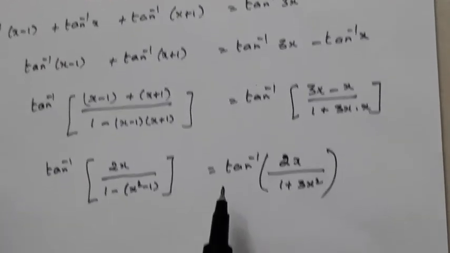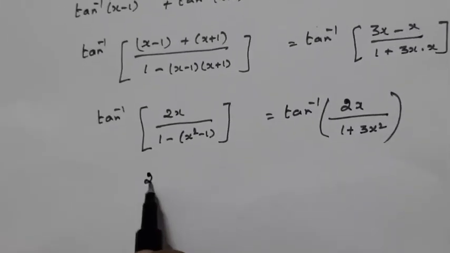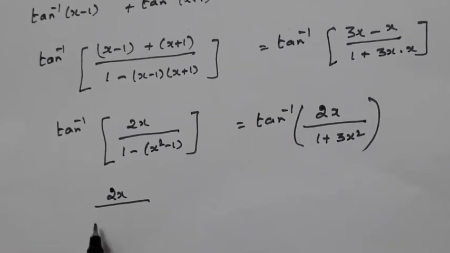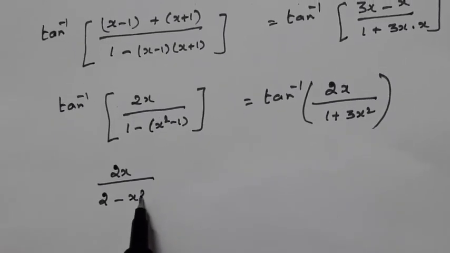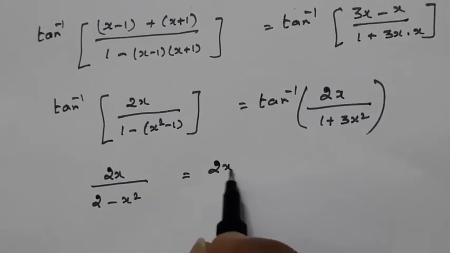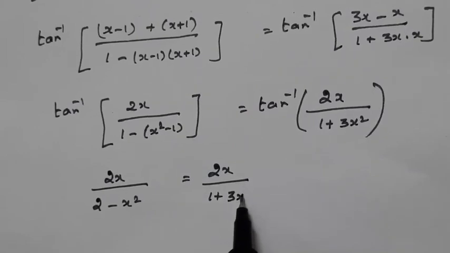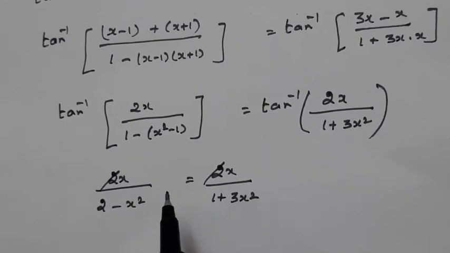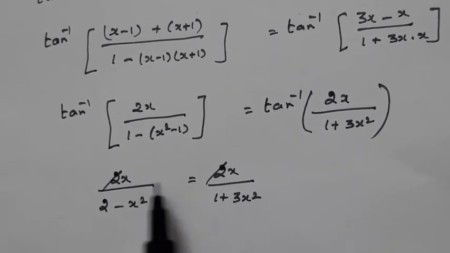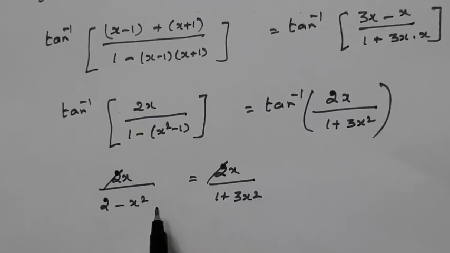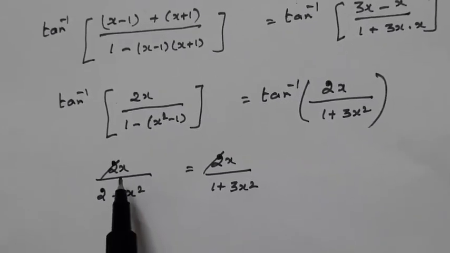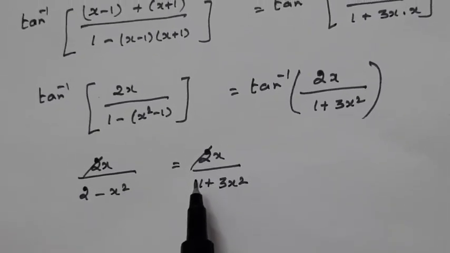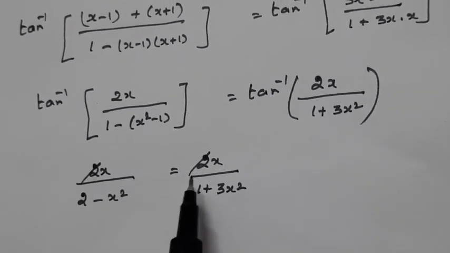Now taking tan on both sides, we have 2x divided by 1 minus x squared minus of minus 1 will be plus 1. So that will be 2 minus x squared, and here it will be 2x divided by 1 plus 3x squared. Now cancel this 2 alone, you should not cancel x, because the cancellation is possible only if x is not equal to 0. So we don't know whether x is 0 or not. So unless x is not equal to 0, we should not cancel this. So you should only cancel the numerical value 2.